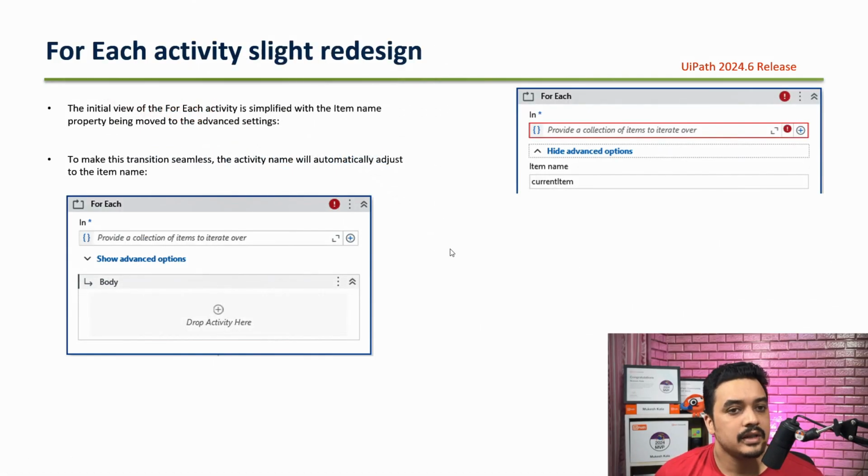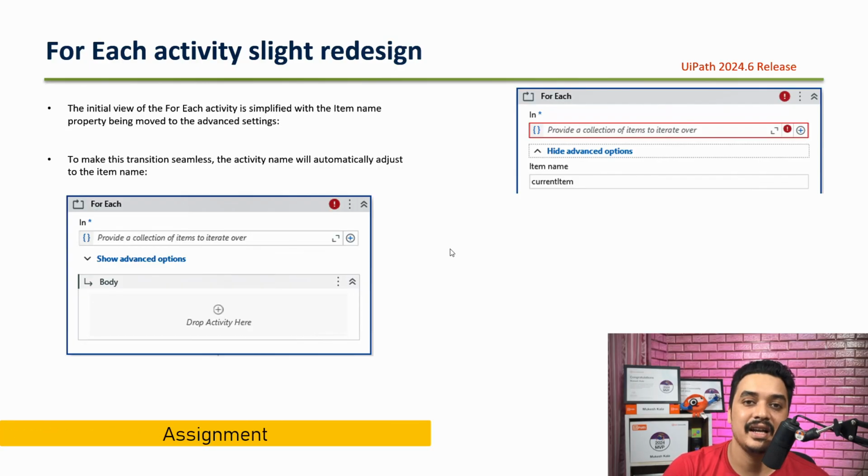Okay, so the last update which you see mostly in the studio would be in the for each activity. The for each activity is an activity which is used to iterate a lot of elements. So the initial view of the for each is now simplified. You just have to pass the list of the items you want to iterate, and you would see the activity adjusting itself. Previously it was only able to adjust the current item, but now it will also adjust the name of the activity itself.